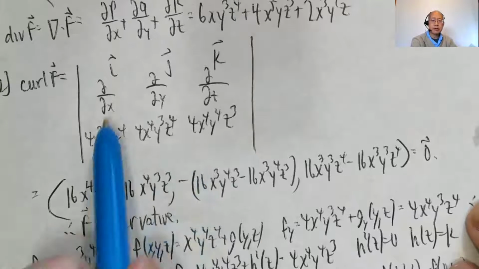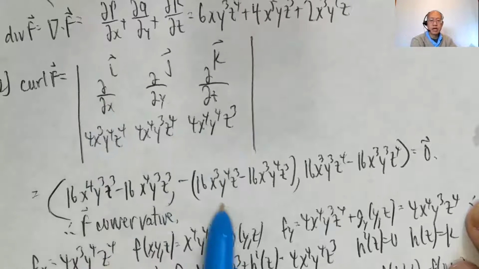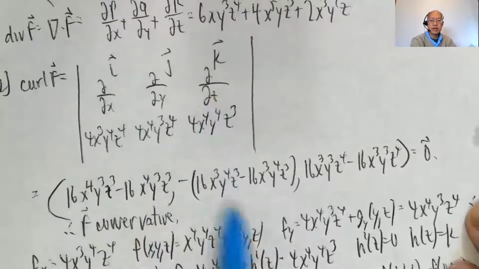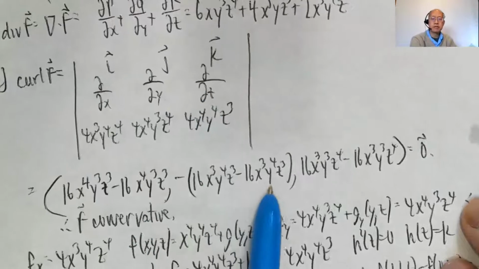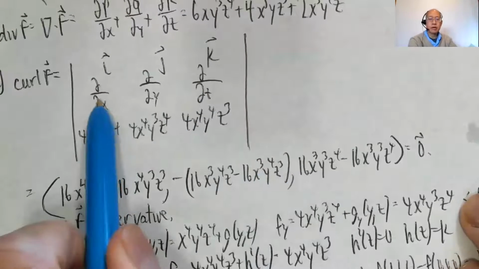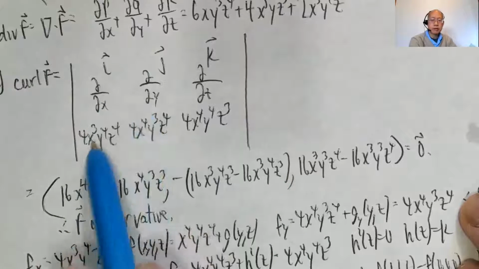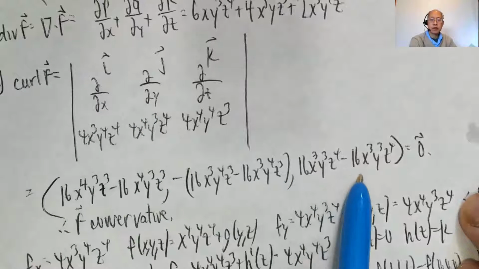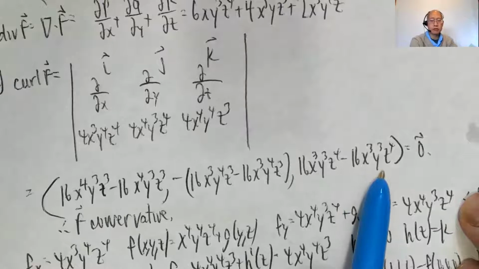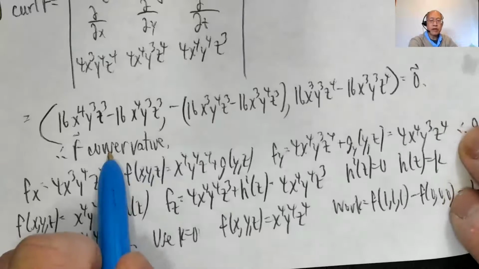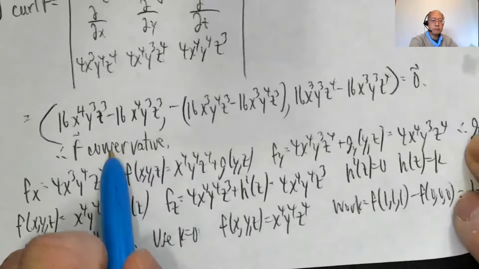The j component is the opposite of partial with respect to x, 16x cubed y to the 4th z cubed, minus partial with respect to z, 16x cubed y to the 4th z cubed. And then the k component is that, 16x cubed y cubed z to the 4th, minus partial with respect to y, 16x cubed y cubed z to the 4th. It's 0, 0, 0, or the 0 vector. Therefore, f is conservative. We can find an anti-gradient.